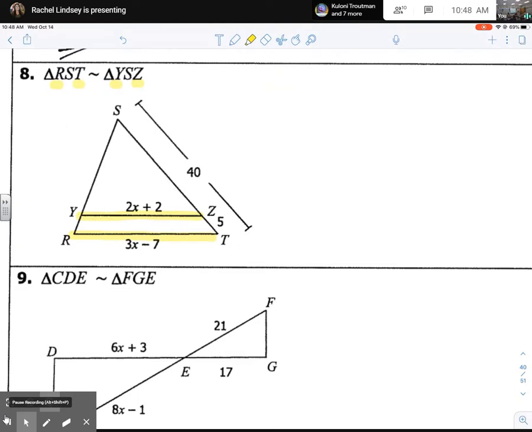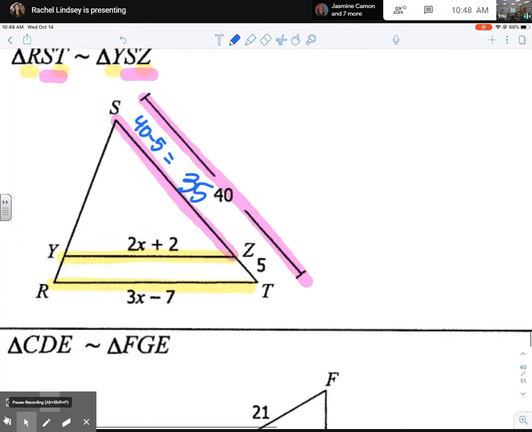And then I have SZ goes with ST. So that whole thing. So when they're overlapping like that, it can get kind of confusing. But I need to know what SZ is. How can I find what SZ is? 40 minus 5, and that gives you 35.